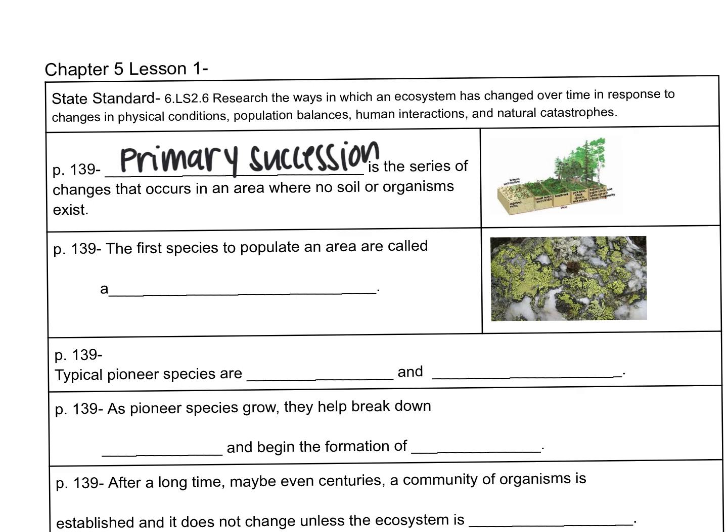That is the series of changes that occur in an area where there is no soil or organisms existing. So primary is first, okay? So no soil, no organisms. There's absolutely nothing there.